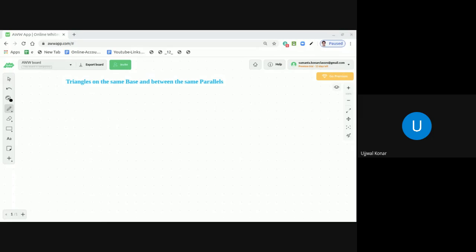Good afternoon, dear students. Today we will be discussing areas of parallelograms and triangles. This is in continuation of whatever we have discussed in the previous class. Today we will start discussing the triangles on the same base and between the same parallels.